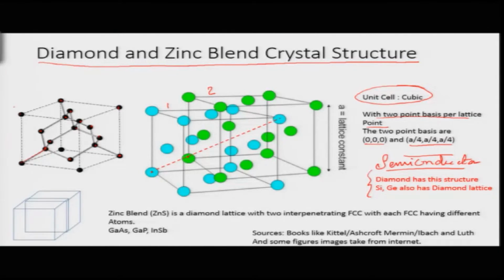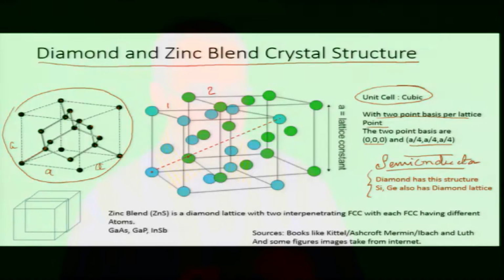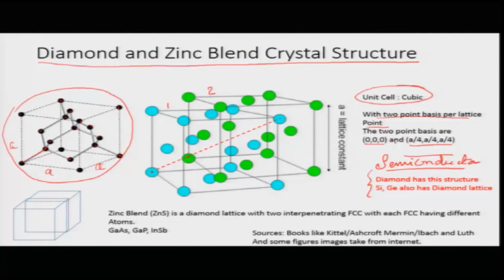And you can describe this diamond lattice with a cubic unit cell, which is your conventional unit cell, not the primitive unit cell. This is a conventional unit cell with lattice constant A, and there is a 2-point basis, namely you are describing it with a cubic unit cell with 2 lattice points per unit cell. Okay, and these 2 lattice points are at 0, 0, 0 and A by 4, A by 4 and A by 4.